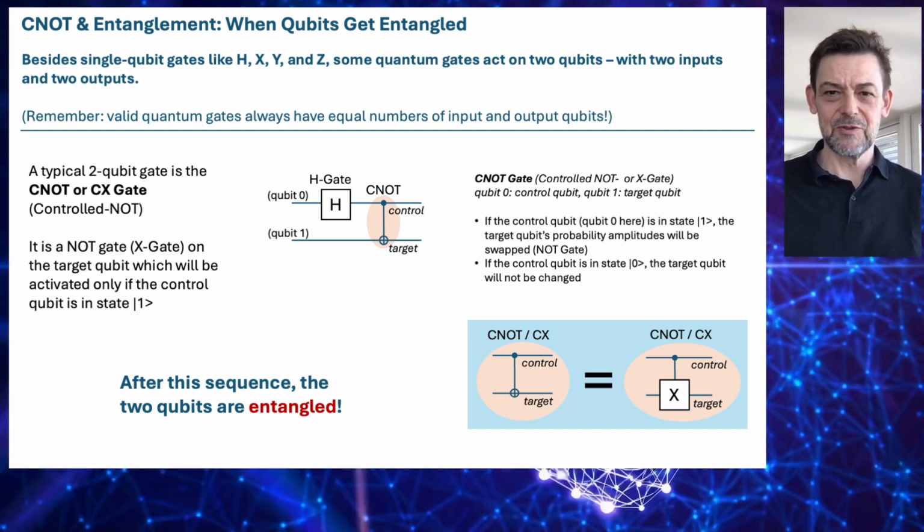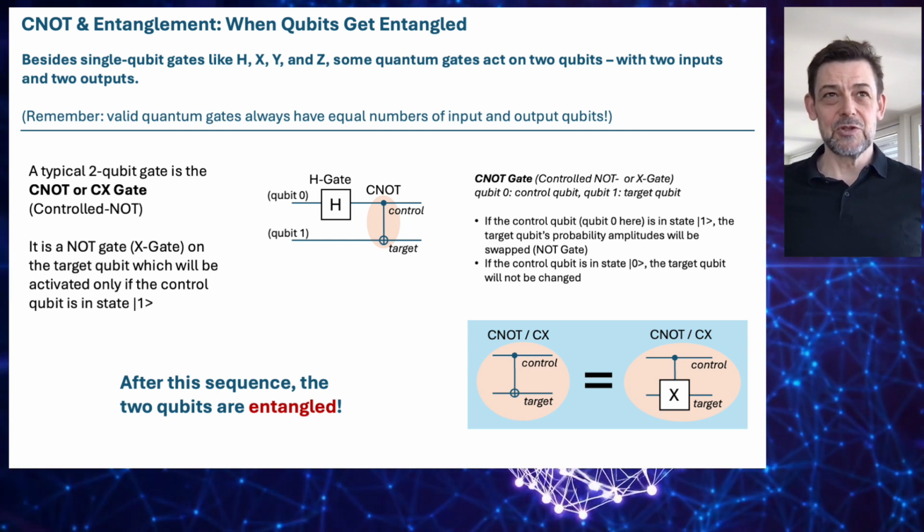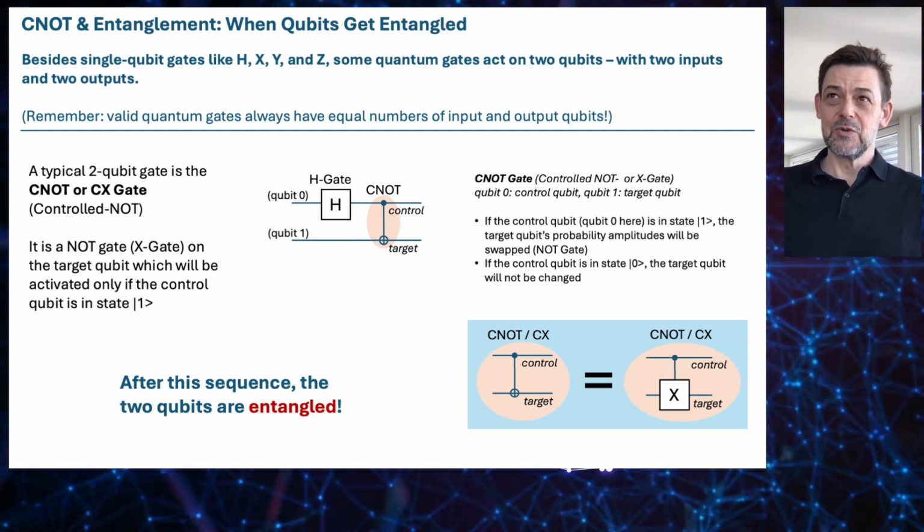Entanglement is the third and final exotic phenomenon of qubits, following superposition and quantum interference. Let's take a closer look.